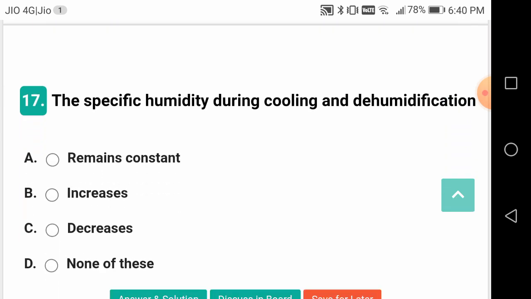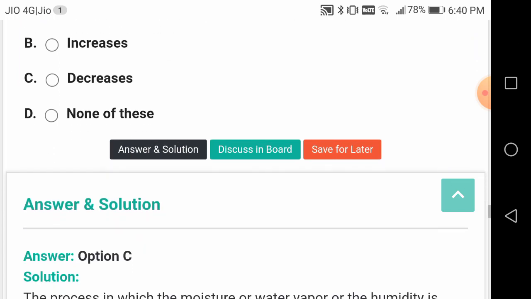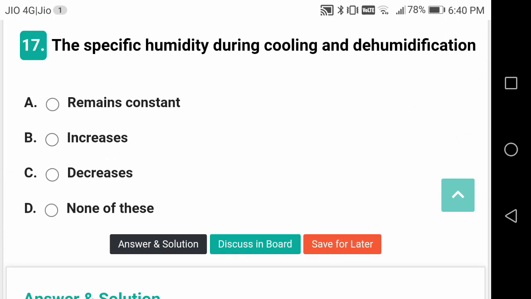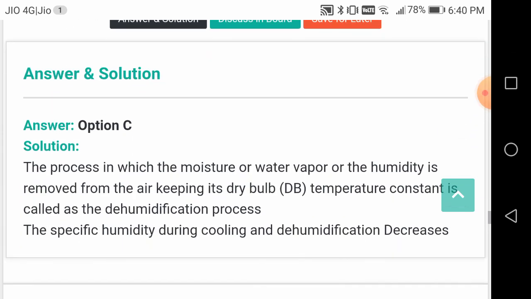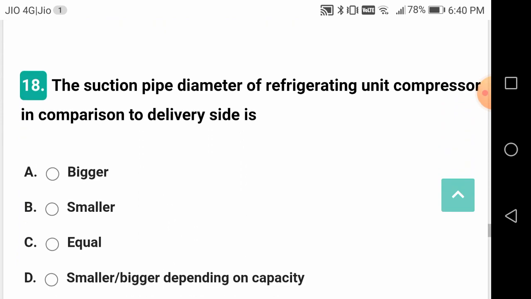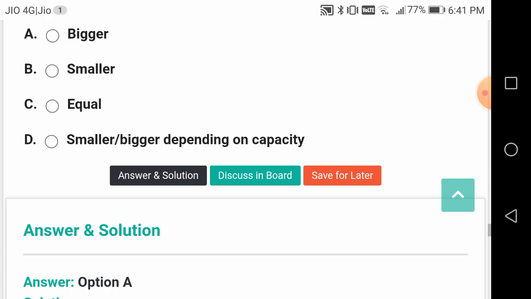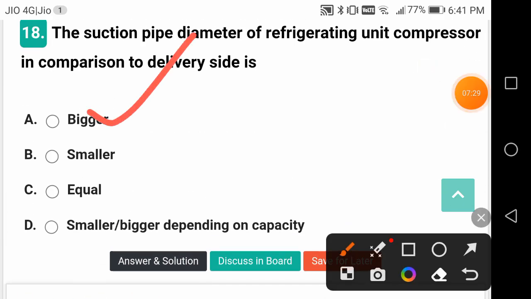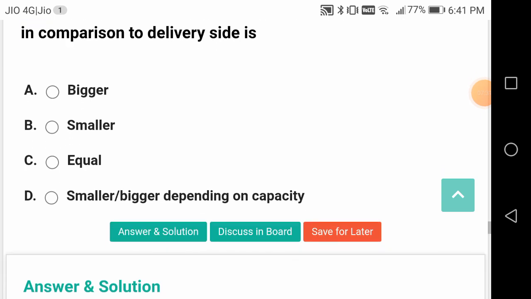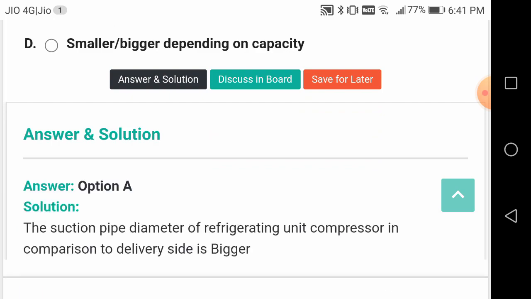The specific humidity during cooling and dehumidification should be decreasing. It is dehumidification, meaning specific humidity W is going to decrease. The suction pipe diameter of a refrigerating unit compressor, in comparison to the delivery side, is it more or less? It should be bigger. Why?